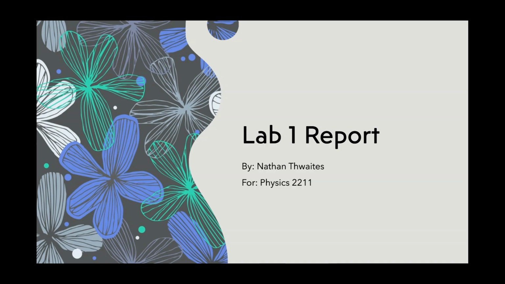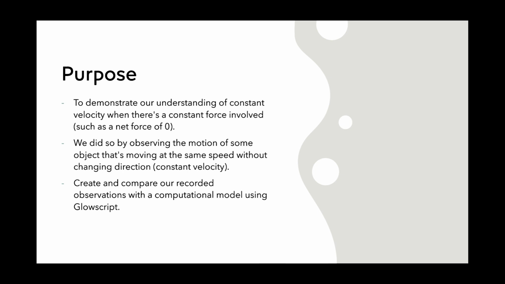This is my lab 1 report for Physics 2211 on constant velocity. The purpose of this lab was to demonstrate our understanding of constant velocity when there's a constant force involved. We did so by observing the motion of some object that's moving at the same speed without changing direction. And we also had to create and compare our recorded observations with a computational model using GlowScript.